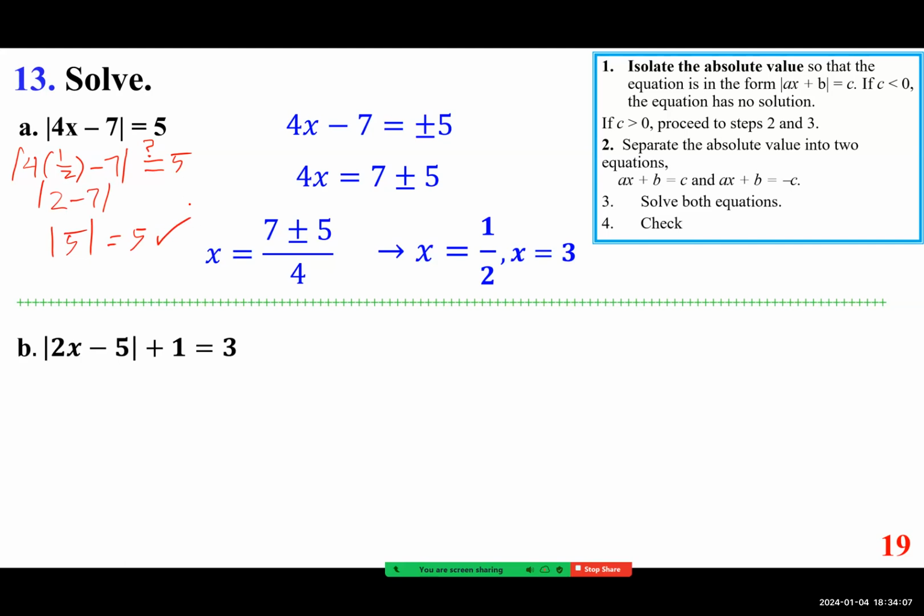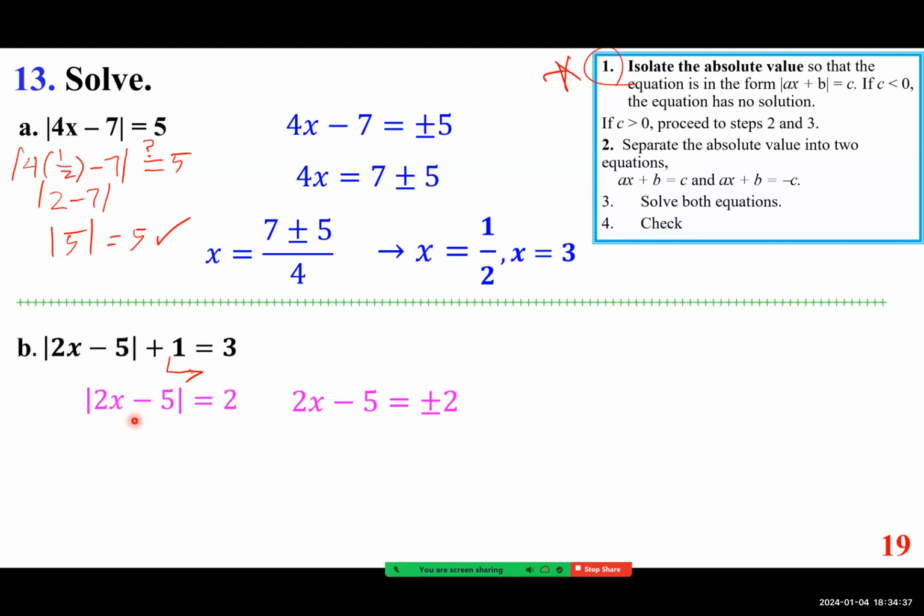What is the difference between A and B? In part B, you have to move the 1 in order to go with the very first step, which is isolation. So here's the common mistake that students make. They just move on with this precision. You don't have to move the 1 first. Because this is positive, you're going to drop the absolute value and make up 2 equations.